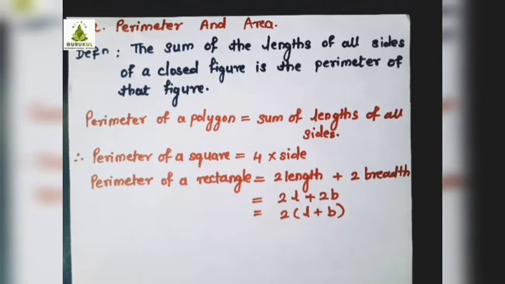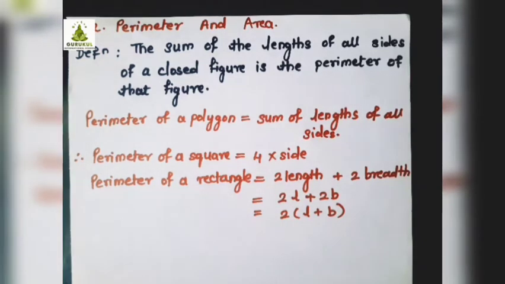Let us revise what is the meaning of perimeter. This lesson is divided into two parts. First, it is given about the perimeter and second part is of area. So we will study it step by step. First, we will start with the perimeter concept. What is the meaning of perimeter?